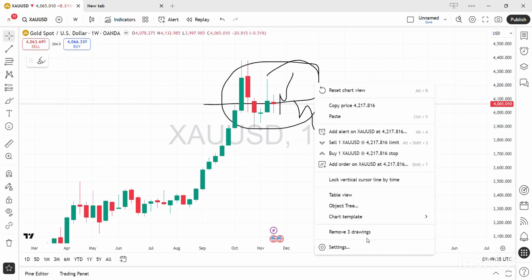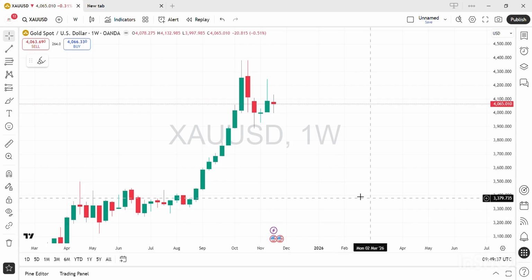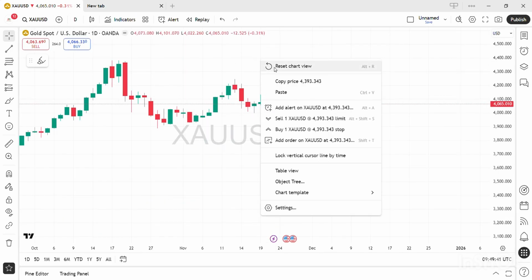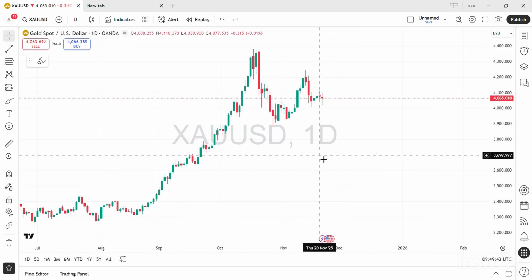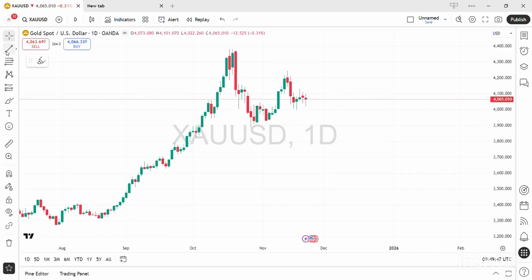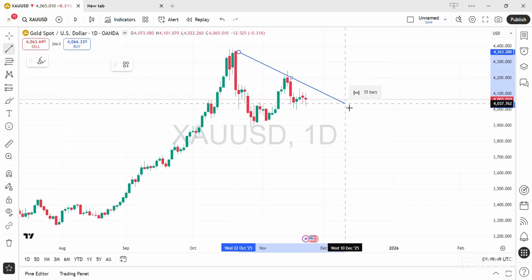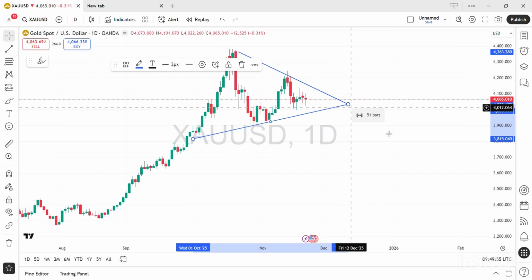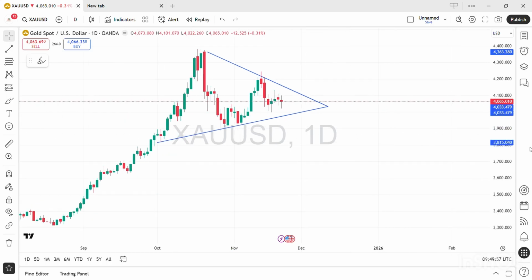Okay, so now I am going to switch the time frame from weekly to daily chart. Okay, this is a daily chart and the things are getting clear. Okay, so first of all I am going to draw an upper trend line. Okay, so this is an upper trend line and now I am going to draw a low trend line. This is a low trend line. What is this? Basically this is known as a symmetrical triangle pattern.